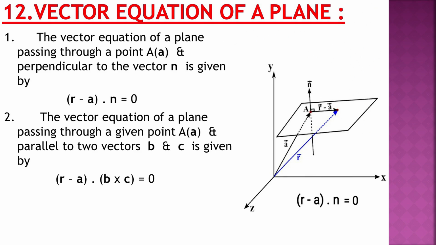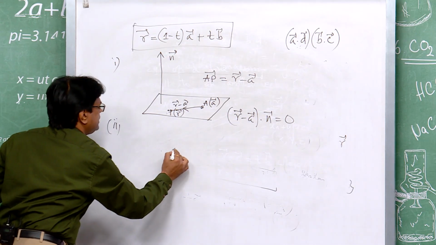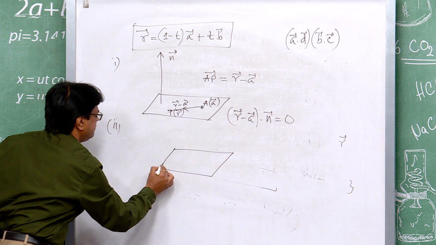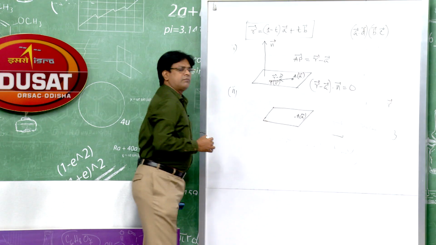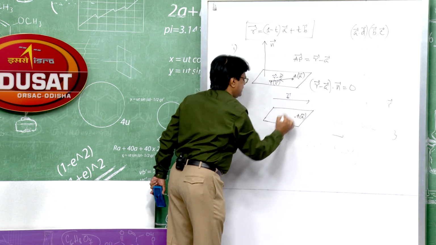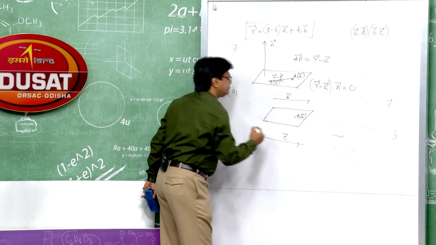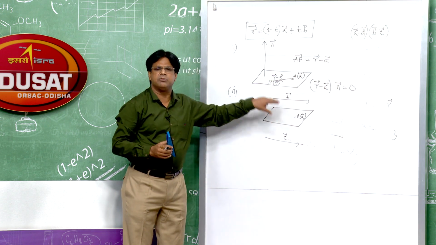Similarly, suppose we want the vector equation of a plane passing through a given point A and parallel to two vectors B and C. This is the second case; this is your first case. Suppose a plane is given passing through a point, a vector A, and parallel to another vector B and another vector C. You have to find the vector equation of the plane.